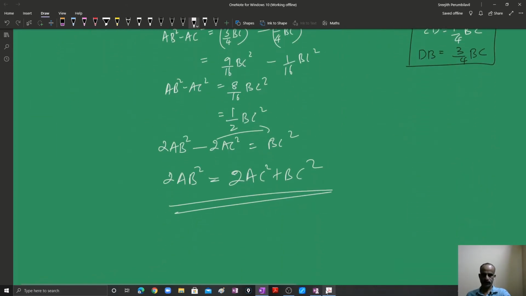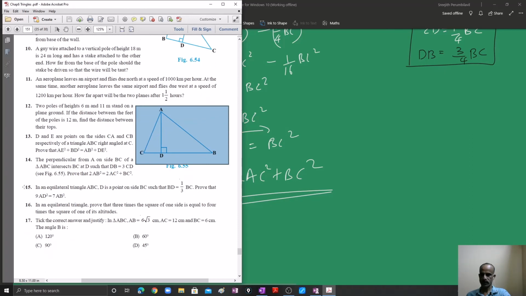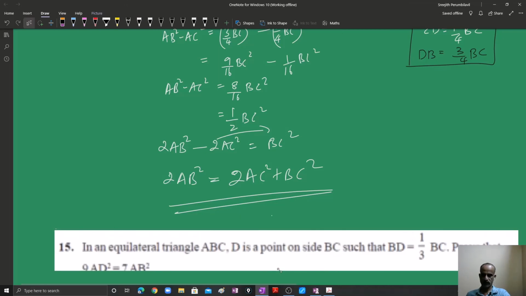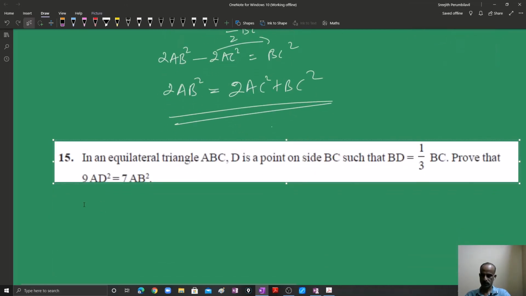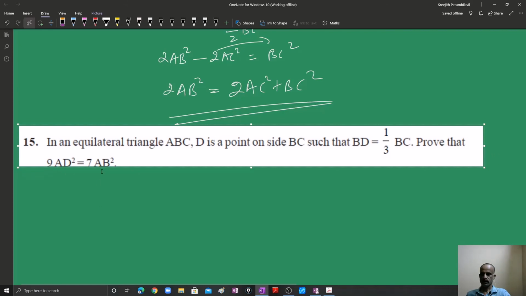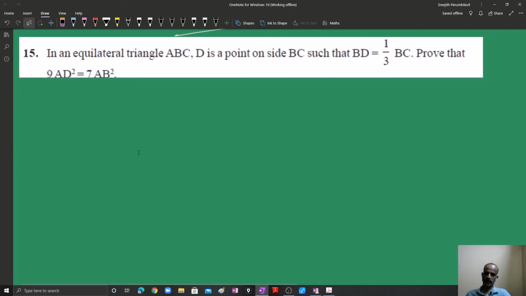Okay, now next question. Question number 15. This is a question which was asked several times for board. So you have to be very careful with this question. In equilateral triangle ABC, D is the midpoint on side BC and BD is equal to 1/3 BC. Prove that 9AD square. It's a big expression. The question in different books is given in different formats. The solutions are different. We will go for the easiest way.